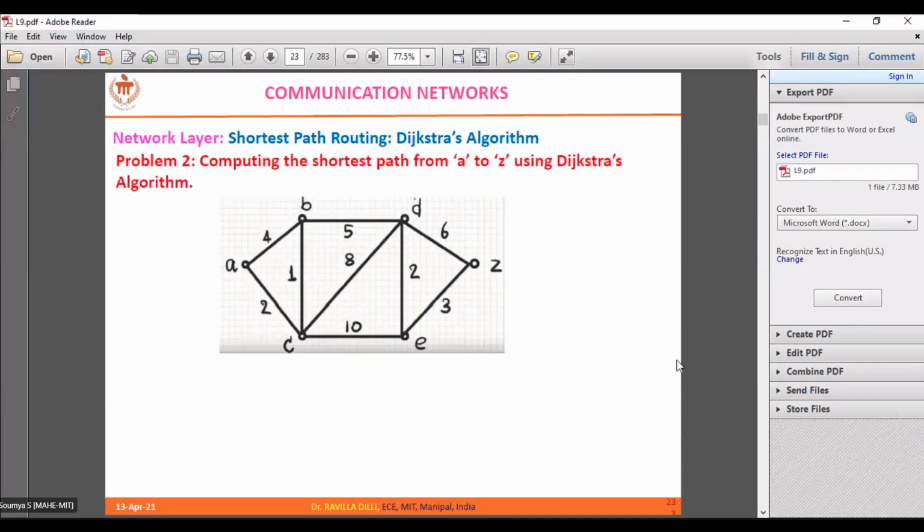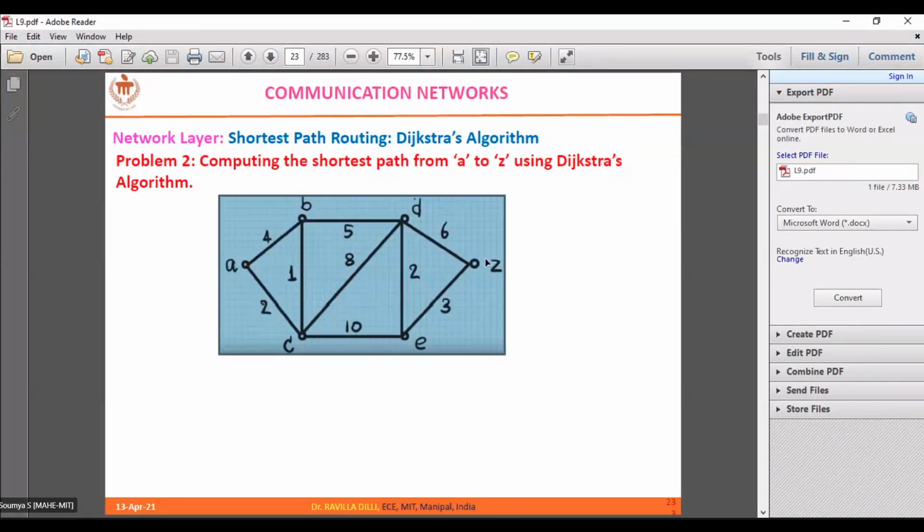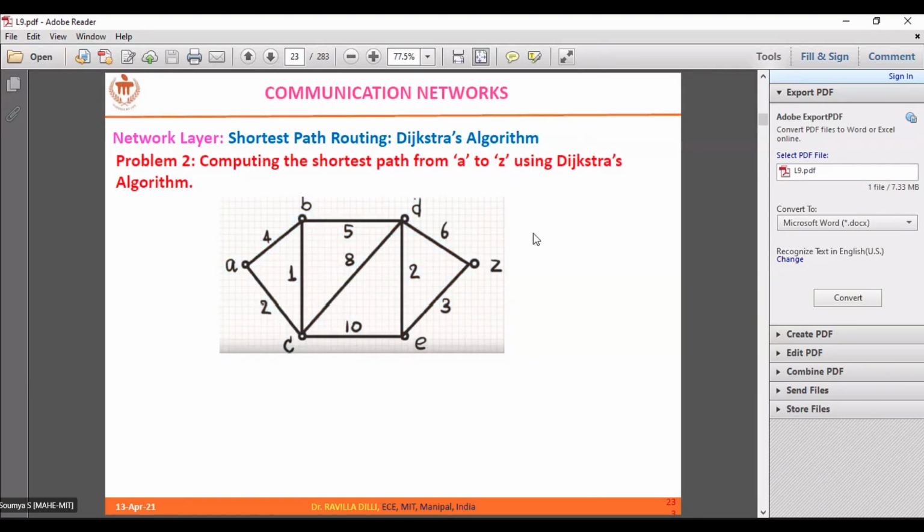Okay. Now I want you to make a note of this particular graph. You have to compute the shortest path from A to Z. A to Z. Please make a note of this graph. It is an undirected graph. Okay, so you go only in one direction. You need not go backwards at all. So you take only one direction. Please make a note of this. Meanwhile, I will download the attendance.